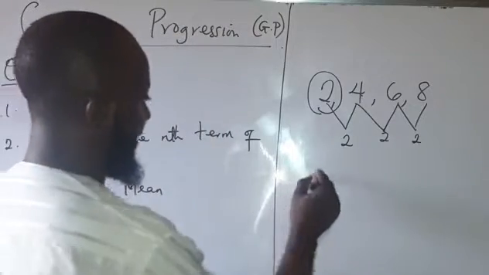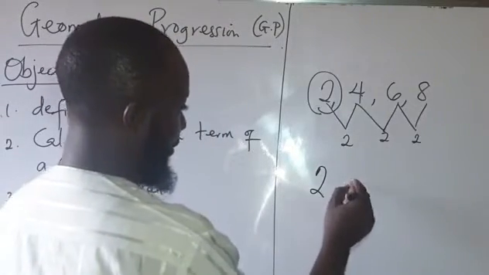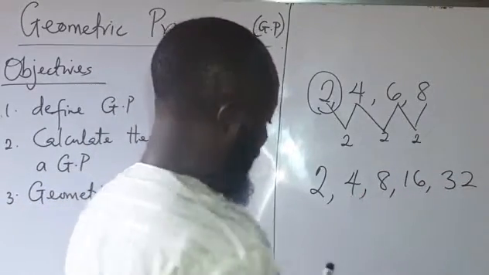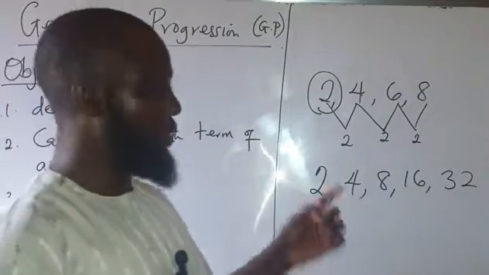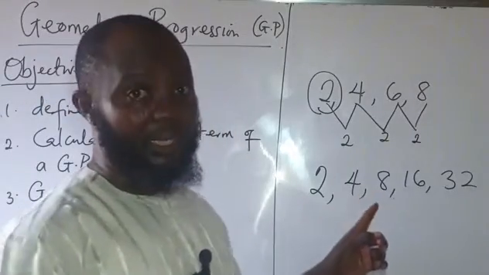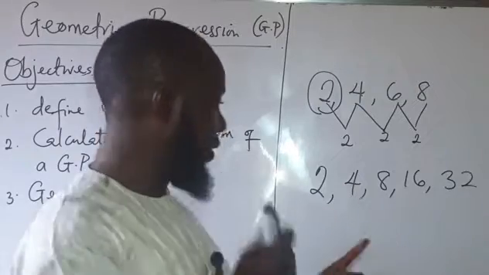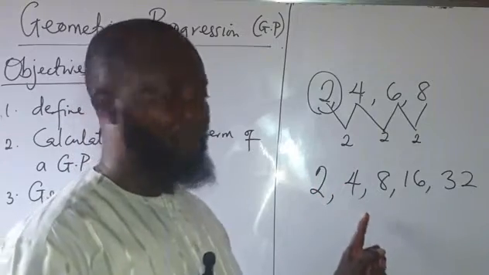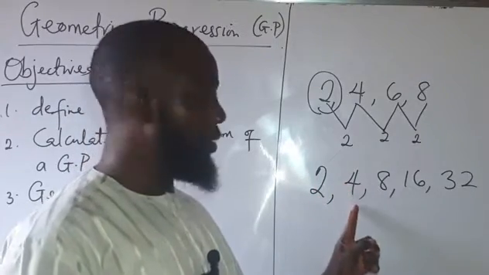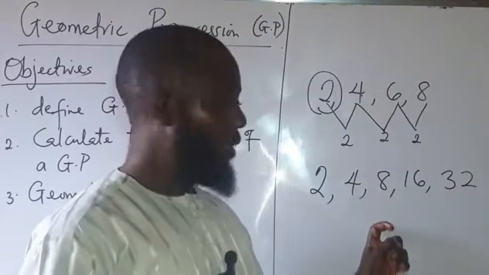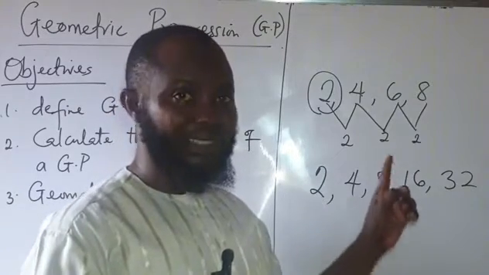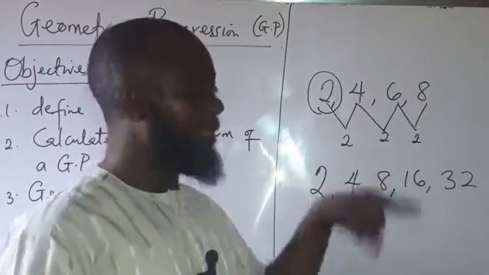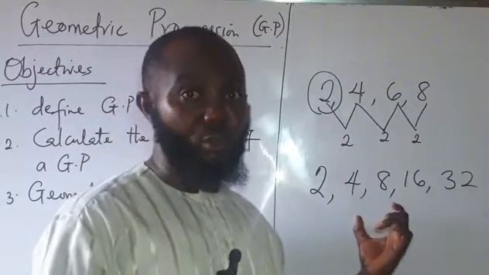But if you look at the second scenario, we have 2, 4, 8, 16, and 32. This is not an AP, not an arithmetic progression, because if you look at the difference, between the first and the second term it is 2, but between the second and the third term it is not 2, it is 4. Between the third and the fourth term it is 8. You can see that the differences are not the same. In that case, it has no common difference.